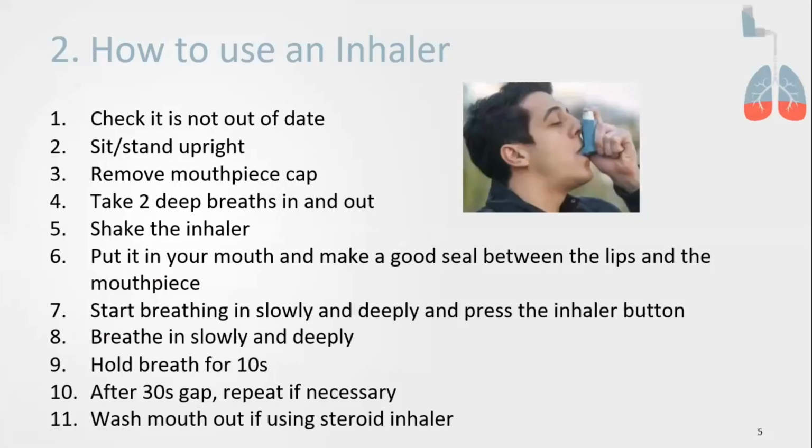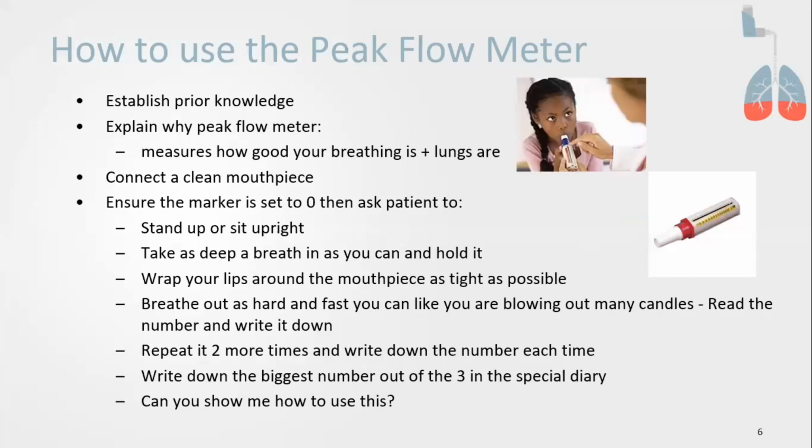Next, we'll be talking about peak flow. So this is basically the format they say for an auscultation. So you establish what the patient already knows about the peak flow meter, if they know what it is or not. You can see an example of what it looks like on the right top corner. You explain why it's important, because it's a way of assessing how well you're breathing.